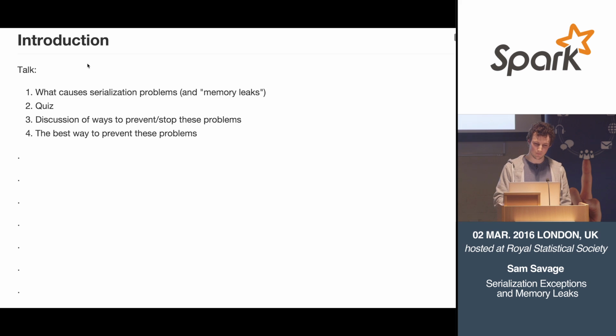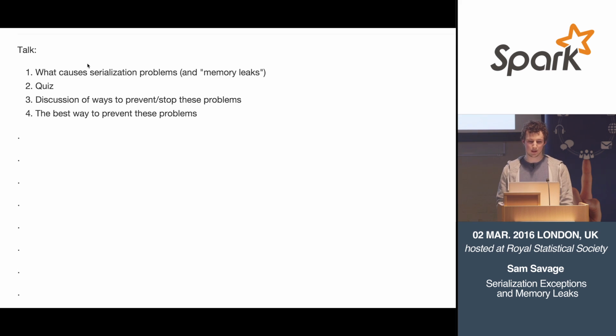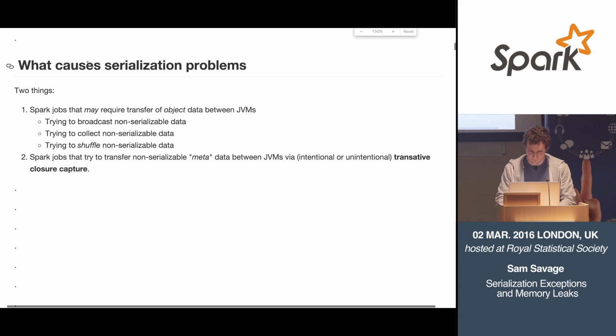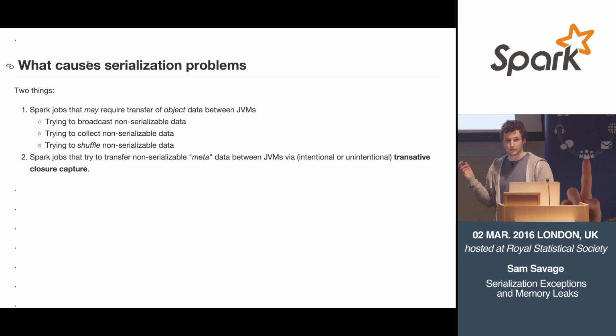And I'm going to ask lots of questions. When I say ask lots of questions, I'm going to give lots of examples to try and make the problem clear. What is the problem? There's two kinds of serialization problems you can have. The first is when you've got object data, so that's your data you're dealing with, that is not serializable in some way. So when you try and broadcast it, when you try and collect it, or when you try and shuffle it.